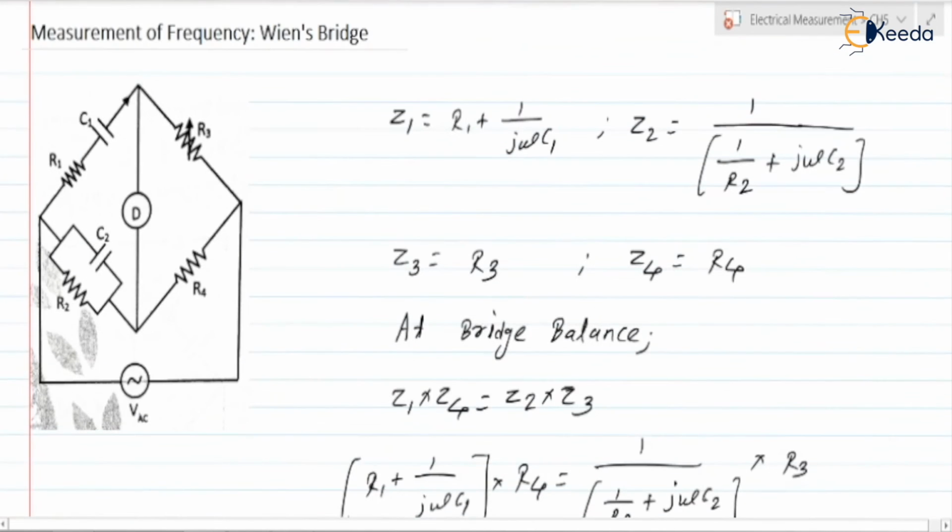In some exams they have asked questions where they give you a table and ask which bridges are used for inductance measurement, for capacitance measurement, and for frequency measurement, etc.